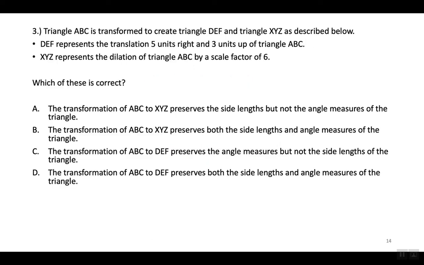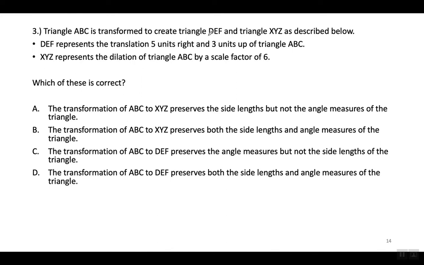Okay, now, this question, there's a lot of words there. And some of you guys are easily intimidated by a lot of words, but this question is actually very simple. Let's read it, let's go over it, and then I'll show you how you can answer it in basically 1 or 2 seconds. It says triangle ABC is transformed to create triangle DEF and triangle XYZ as described below. So basically, triangle ABC, they're doing two different transformations to it.